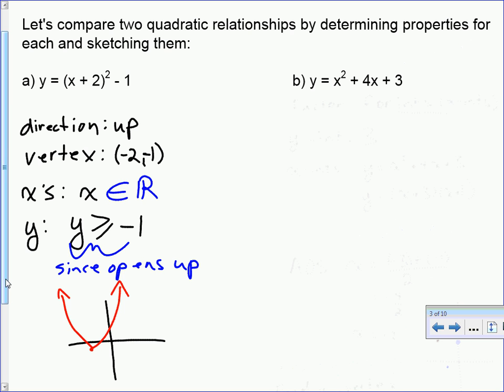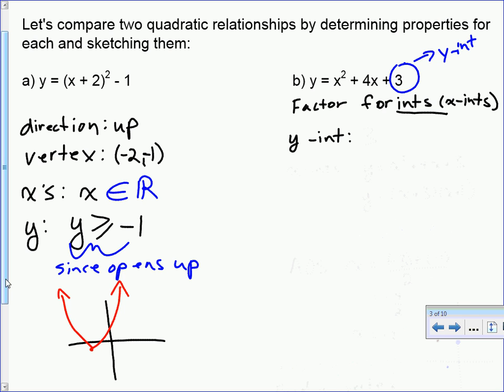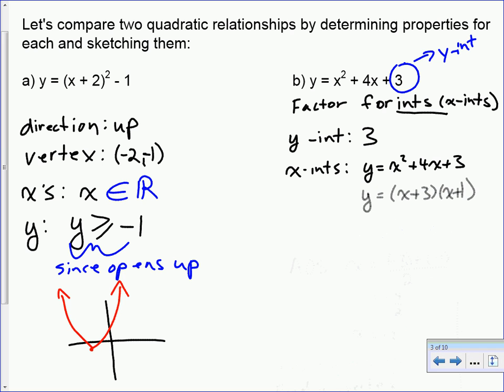Now let's take a look at this next problem. We have y equals x squared plus 4x plus 3. So what we need to do is factor it. But the first thing that I could do is identify my y-intercept. In this case, the y-intercept is 3. Now, in order to find the x-intercepts, we take our equation and factor it. We look for two numbers that multiply to 3 but add to 4. And those are 3 and 1. And then we use our opposite world calculations that we used before to tell me what the x-intercepts are.